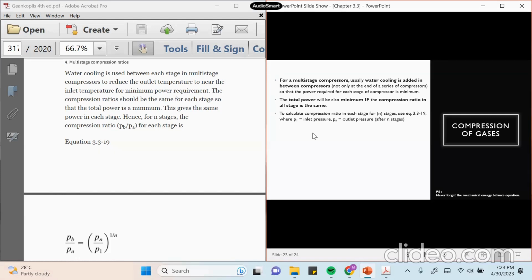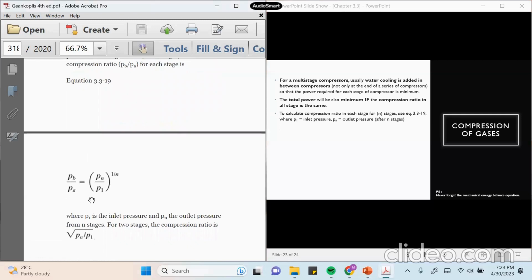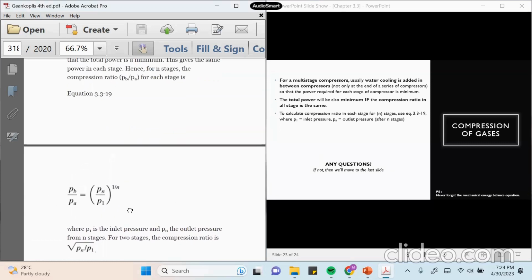Now, to calculate the compression ratio in each stage for n stages, we can use this equation where P1 is the inlet pressure, Pn is the outlet pressure after n stages, and the ratio is the compression ratio in each stage. So maybe I will try to annotate again.